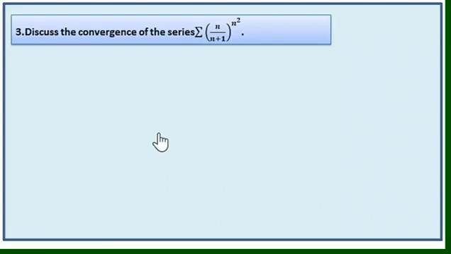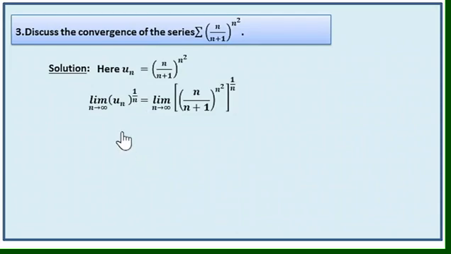Next problem, discuss the convergence of the series summation n by n plus 1 whole to the power n square. Here the nth term is un is equal to n by n plus 1 whole to the power n square. Now find the limit of un power 1 by n as n tends to infinity. So substitute for un, n by n plus 1 to the power n square whole to the power 1 by n.